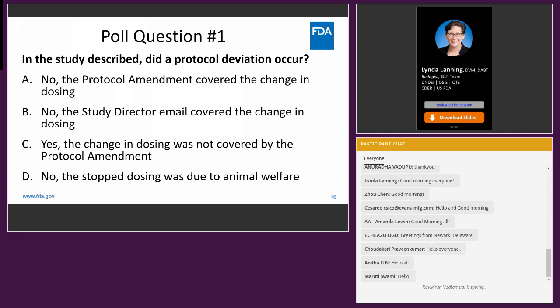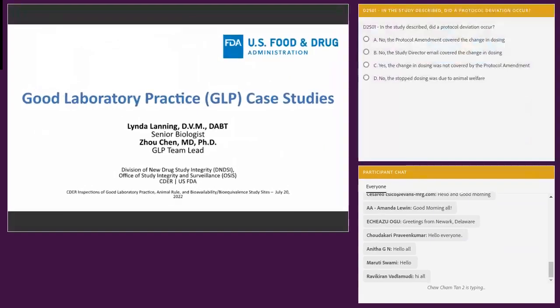So let's take a moment and consider the information I've just provided regarding the study. In the study described, did a protocol deviation occur? I'll give you a few moments to decide on your answer for this polling question from the 4 options provided, and then we'll take a few moments to go over the answers.